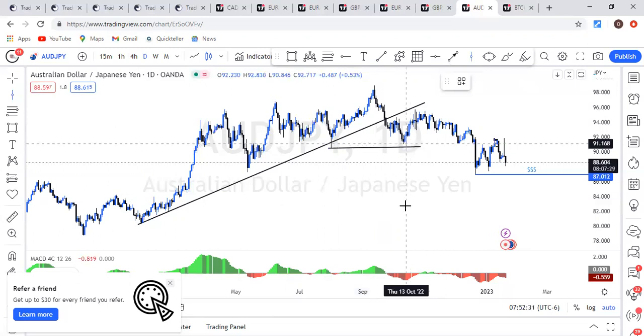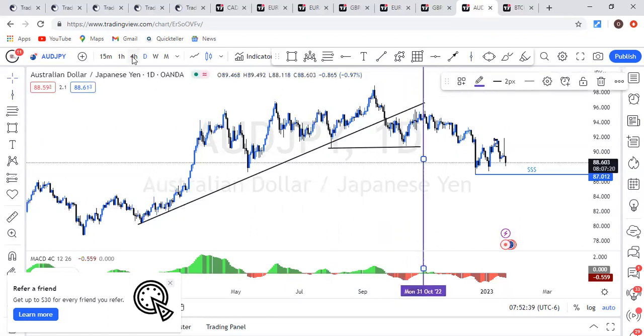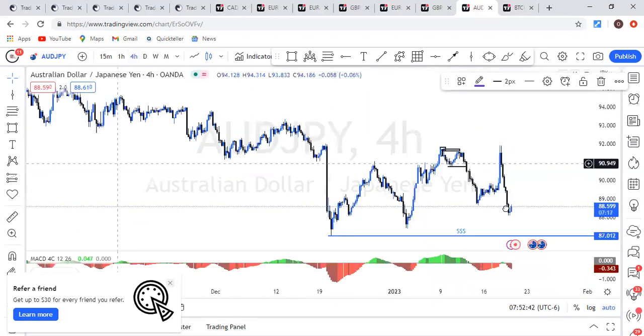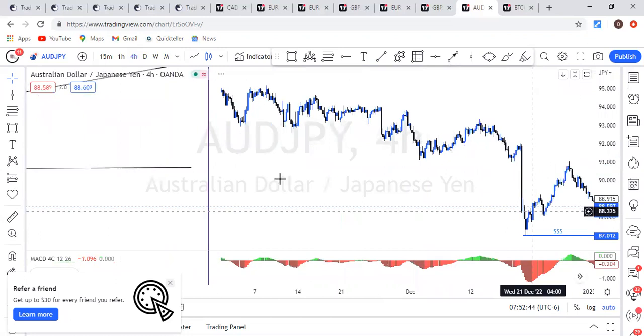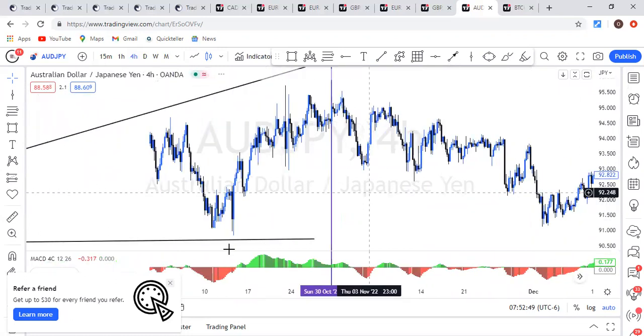We have a break, then MACD gave us a low, then we have another high. MACD 2 gave us a high, but it's not clear here. So you go to your 4 hours time frame, and let's see what happened on 4 hours. Okay. So look at what happened. MACD gave us this low.